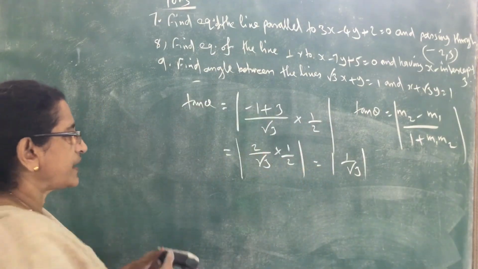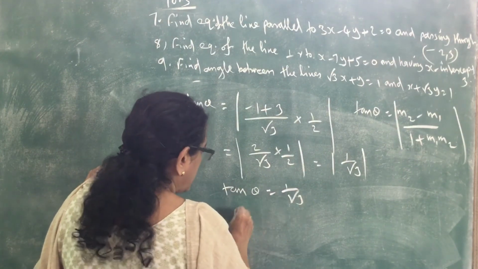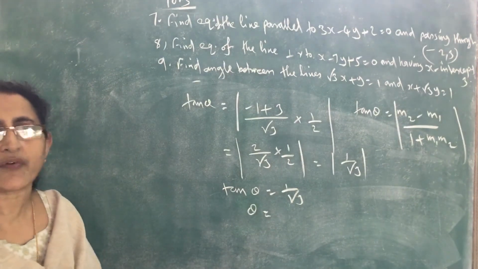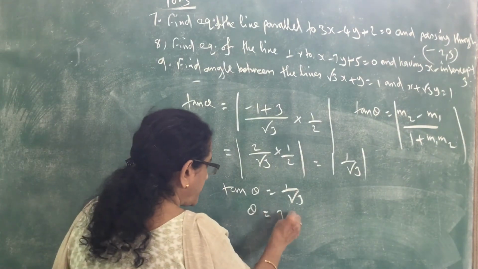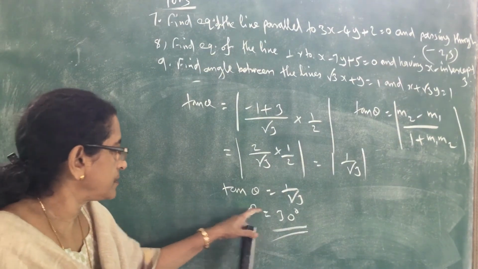So tan theta equal to 1 by root 3. Therefore theta equal to tan inverse of 1 by root 3, that is 30 degrees. Therefore the acute angle between the lines is 30 degrees. That's the answer.